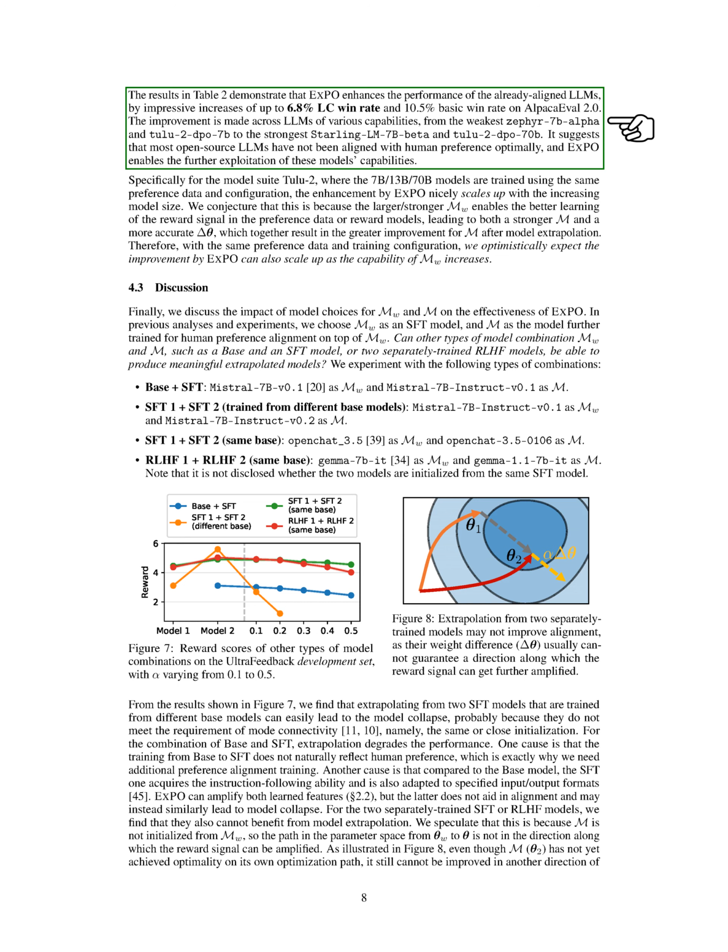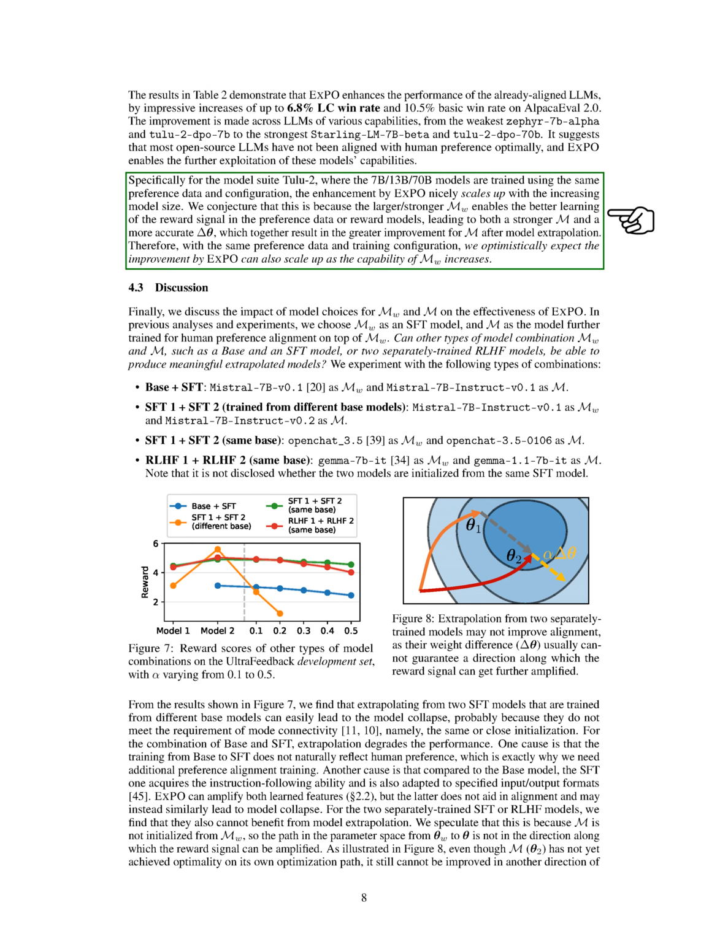The results in the table illustrated that EXPO boosted the performance of already aligned LLMs, with notable increases in win rates on Alpaca Eval 2.0. The enhancement was observed across LLMs of different capabilities, suggesting that EXPO can unlock the full potential of these models. Particularly for the Tulu 2 model suite, the improvement by EXPO scaled up with increasing model size, indicating that a larger and stronger M_W can lead to better learning of reward signals and more accurate Δθ, resulting in greater improvements post-model extrapolation. This implies that as the capability of M_W increases, the benefits of EXPO are expected to scale up as well.